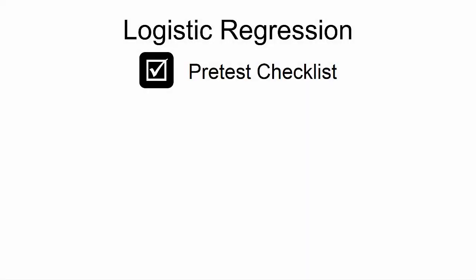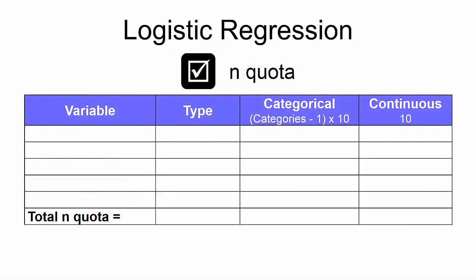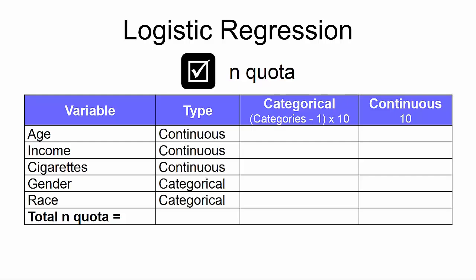Logistic regression has three pretest requirements: N quota, normality, and multicollinearity. First, we'll derive the minimum required N quota, then we'll compare it to the N in the database. Begin by listing all the predictor variables contained in the model. Then identify the type of variable, either continuous or categorical. First, we'll focus on the continuous variables. There should be at least 10 records for each continuous variable.